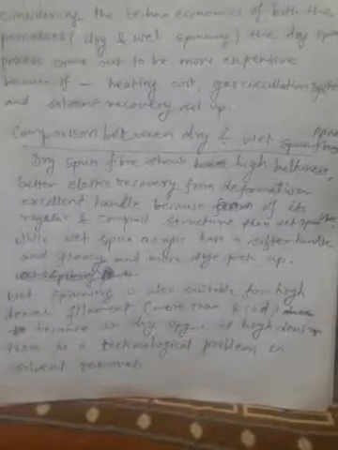Dry spun fiber shows high bulkiness, better elastic recovery from deformation, and excellent handle because of its regular and compact structure, while the wet spun acrylic fiber has a softer handle, is fleecy and somewhat waxy in nature, but can be easily dyed because of its less compact structure.